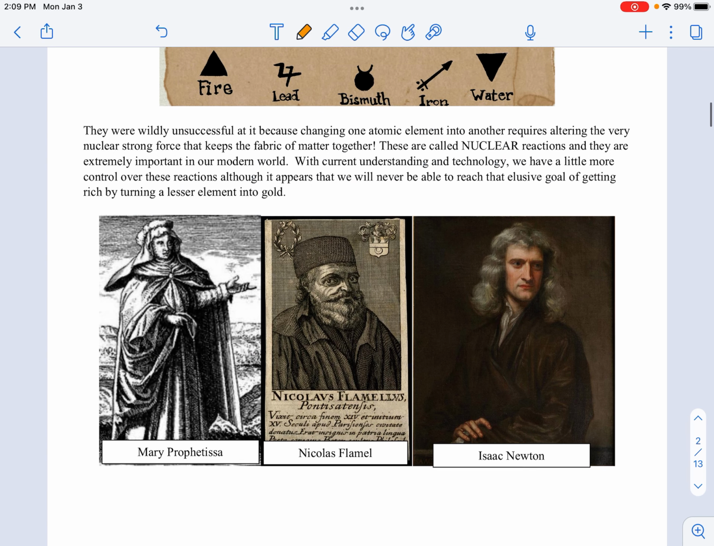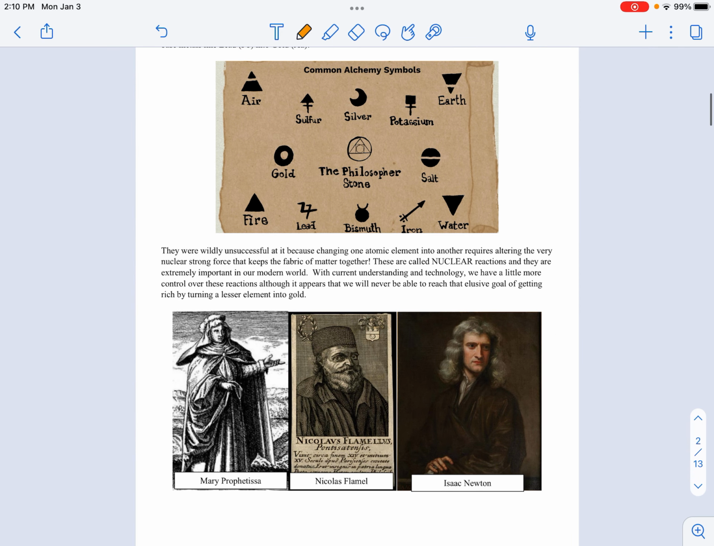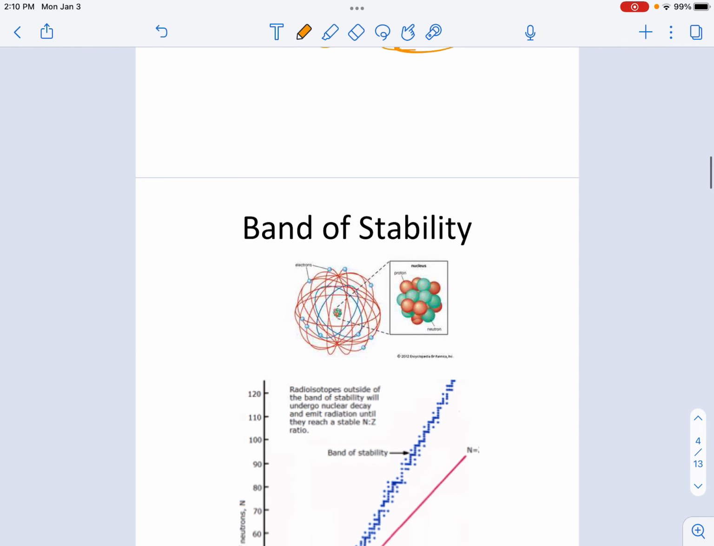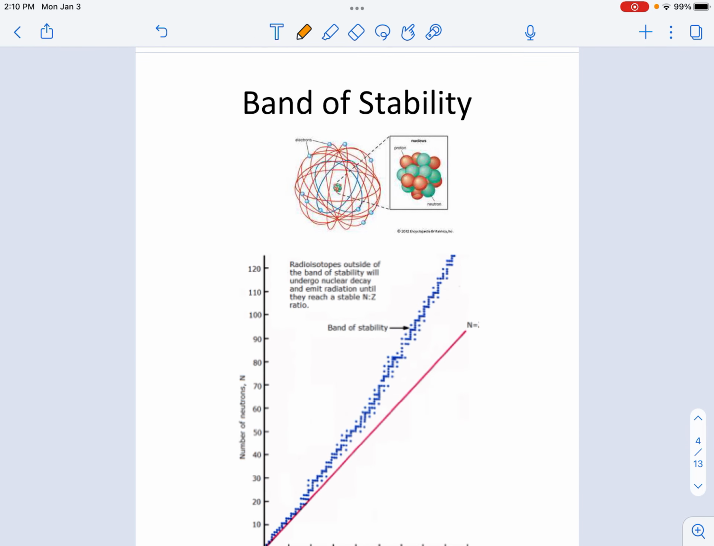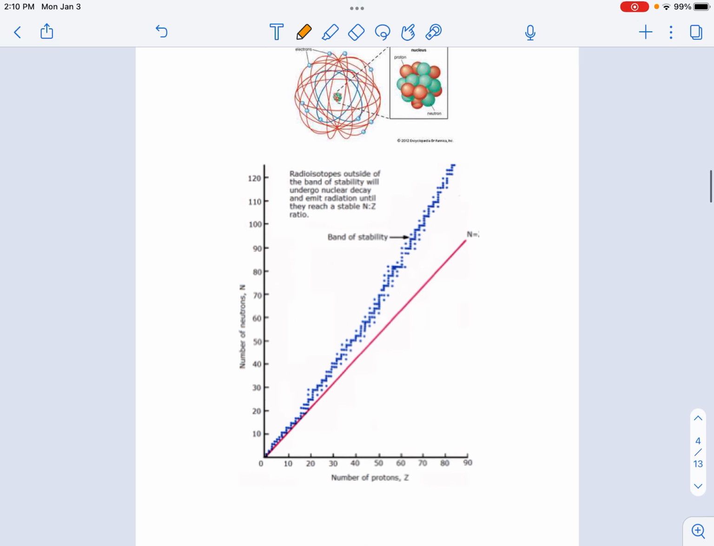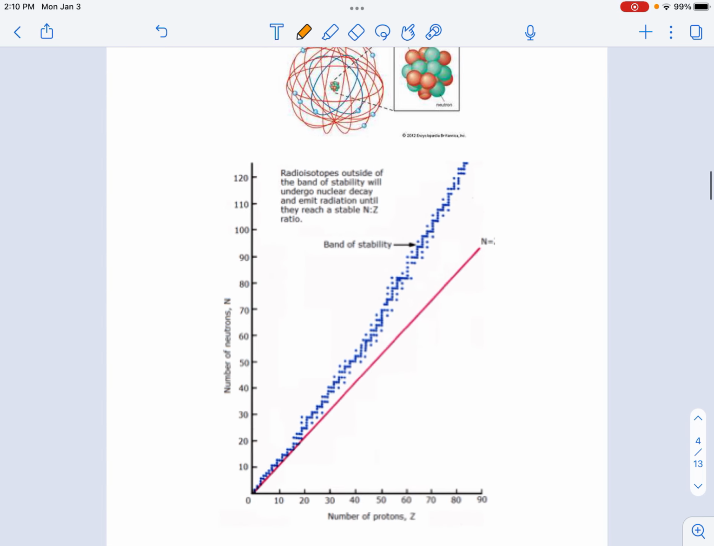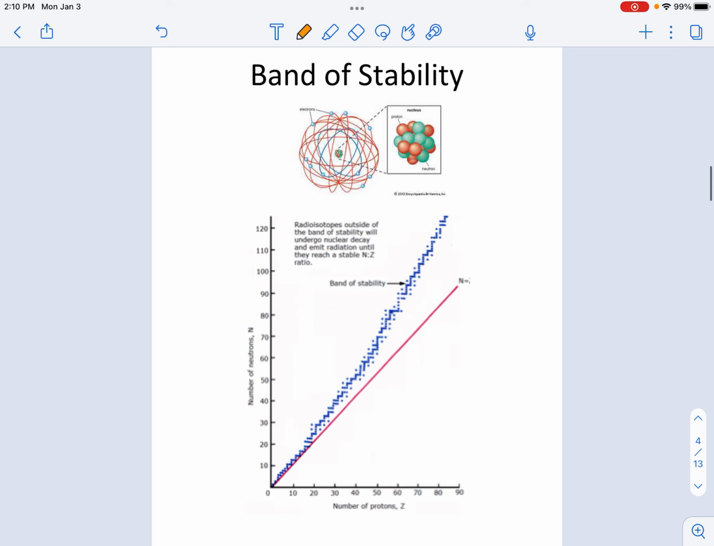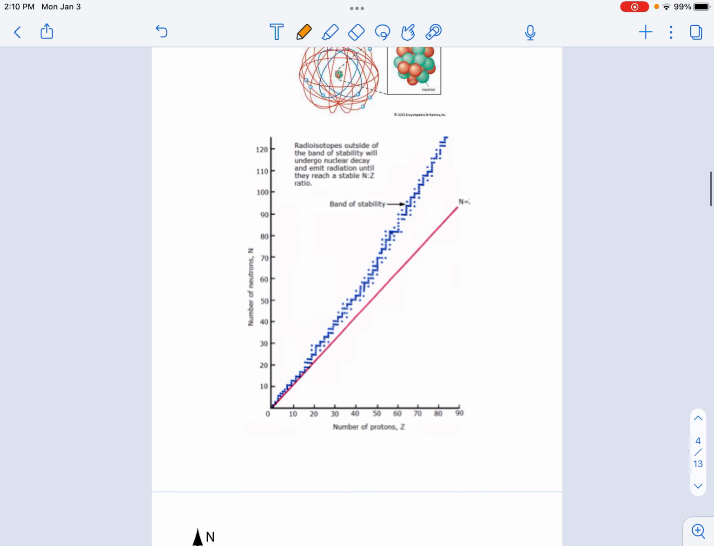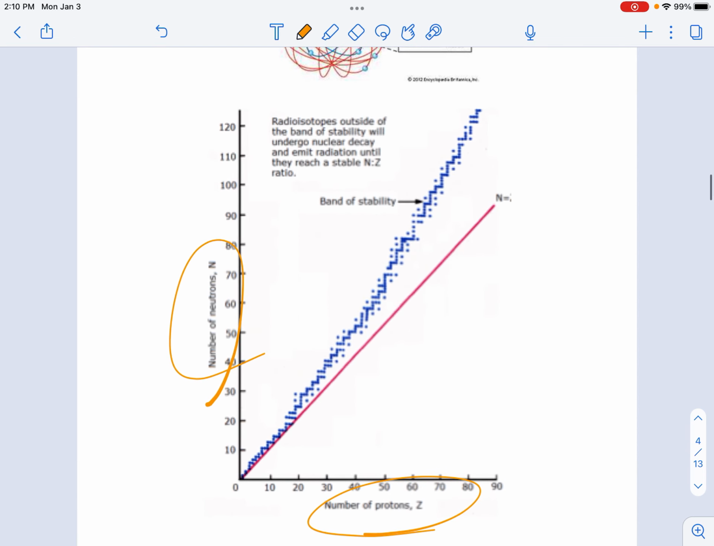So, in spite of the fact that all of these alchemists tried like crazy to turn these different elements into other elements, there are only some elements that do this naturally, and others we can force to do it, although we don't have a great deal of control about it. And the reason has to do with what's called the band of stability. Now, again, I'm not going to get heavily into this. I'm just going to point out that this graph here shows you the number of protons versus the number of neutrons in a typical isotope of an element.